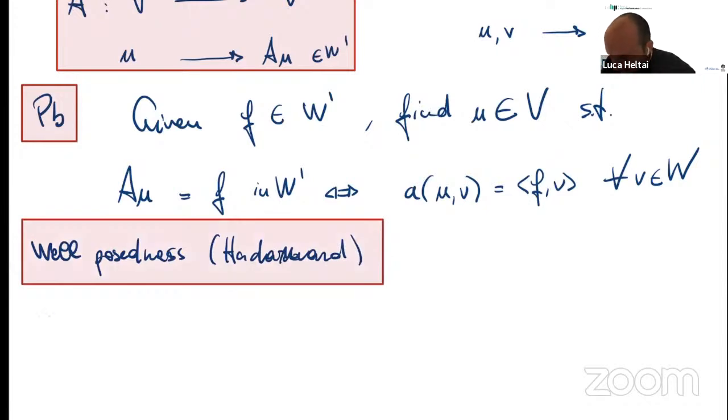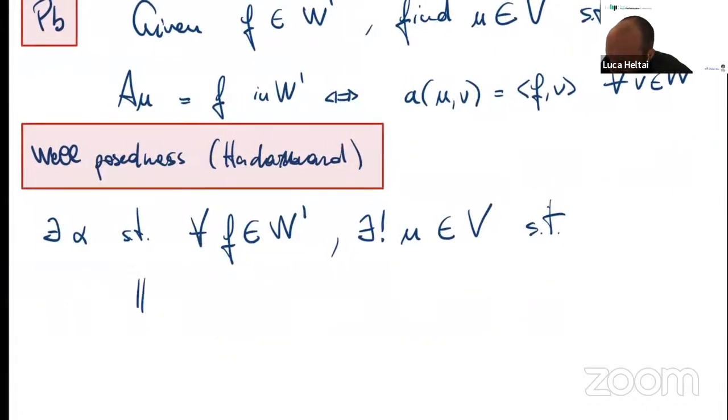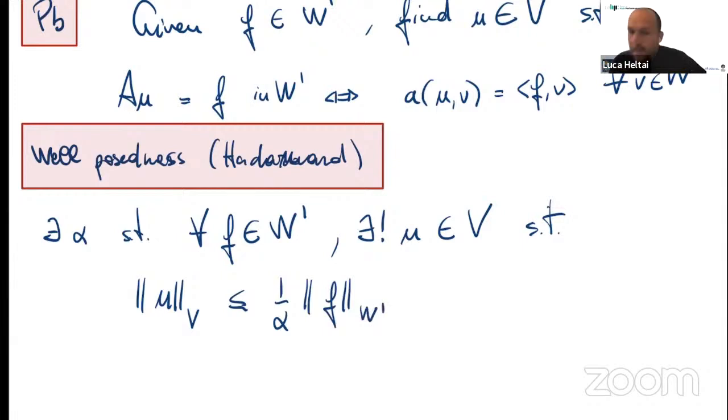And the proposition says that there exists a constant, we'll call it alpha, such that for any function f in W prime, there exists a unique solution u in V, and this solution u is such that its norm is controlled by the norm of the data. And this is identical to what we have already seen in the standard Hilbert case, in the Lax-Milgram case. So we have exactly the same type of structure.